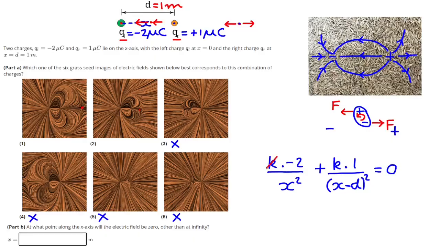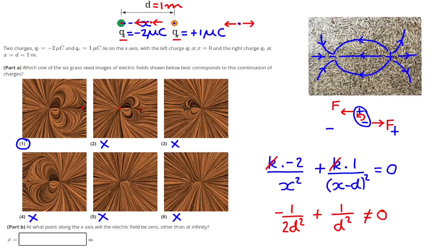So if we cancel k and substitute a distance from the origin, or the left charge, of about 2 multiplied by d, so if x is equal to 2d, we get minus 2 over 4d squared, or minus 1 over 2d squared, plus 1 over d squared, and that's clearly not equal to 0. So therefore we rule out this option, and option A is therefore the correct one.